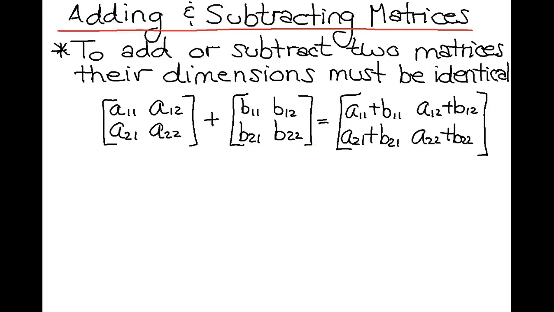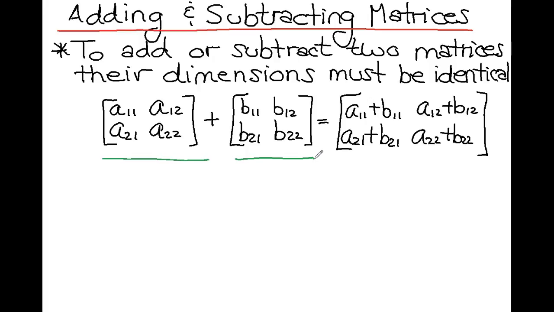Once you determine that your matrices have the same dimensions, then you can go ahead and add or subtract them by just adding the elements in the same positions. So for instance, if we want to add matrix A with A11, A12, A21, and A22, to matrix B with B11, B12, B21, and B22, you will just add the elements that are in the same positions.